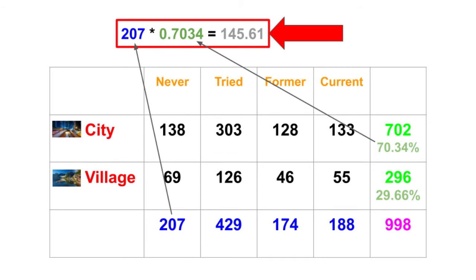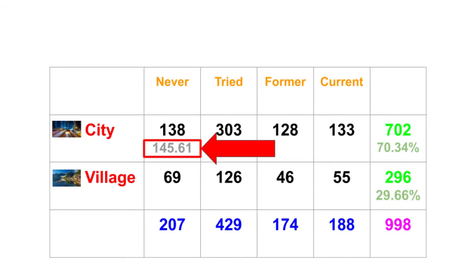We basically expect 70% of all non-smokers to be from a city and 30% of all non-smokers to be from a village. Of course, given that there are no differences between these two groups. In our specific case, we have 207 non-smokers, and 70% of that is approximately 146 non-smokers who should be from a city. We can use the same formula to calculate all the other expected values in the contingency table.